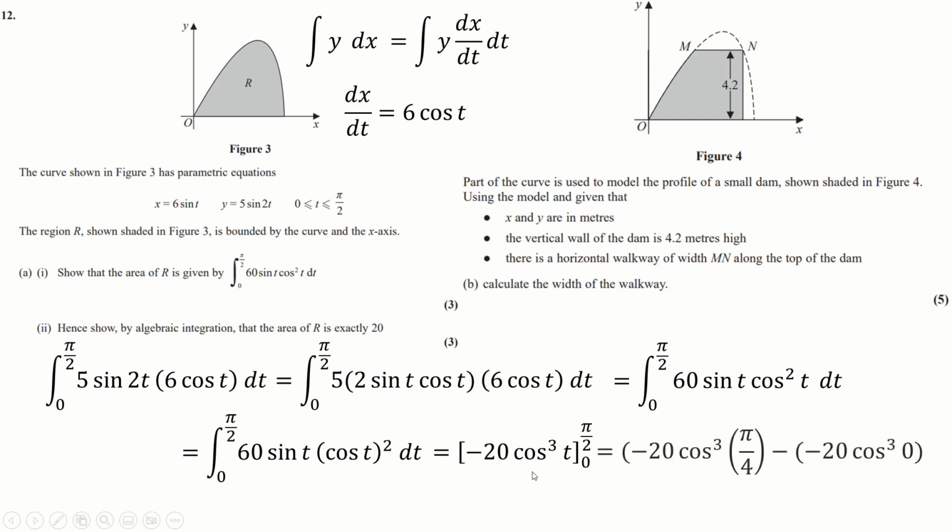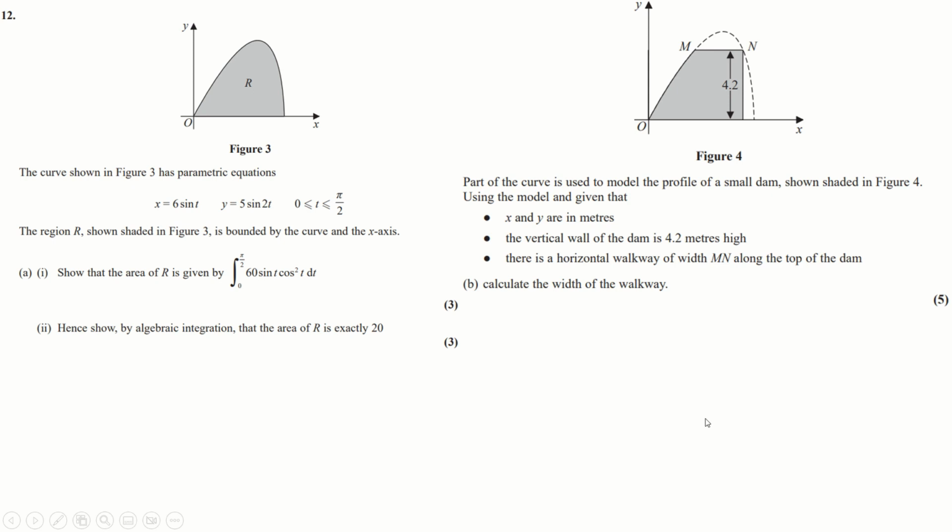We put in pi over 2. This should be a 2, sorry, I just messed that up. I don't know why I typed a 4. That should be a 2. Cos of pi over 2 is 0, I believe. So that just goes away. You get a plus 20 cos of 0. Cos of 0 is 1, so you just get plus 20. Apologies, that just threw me there for a second.